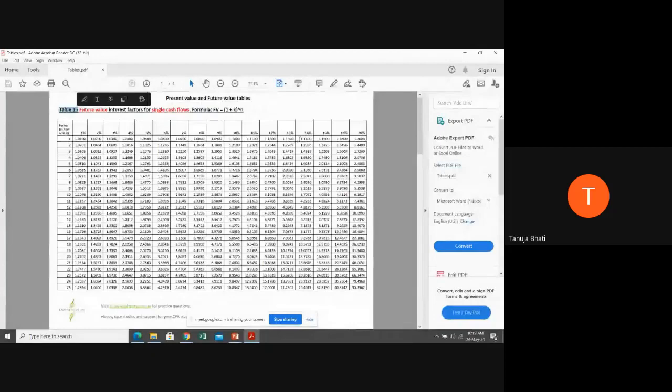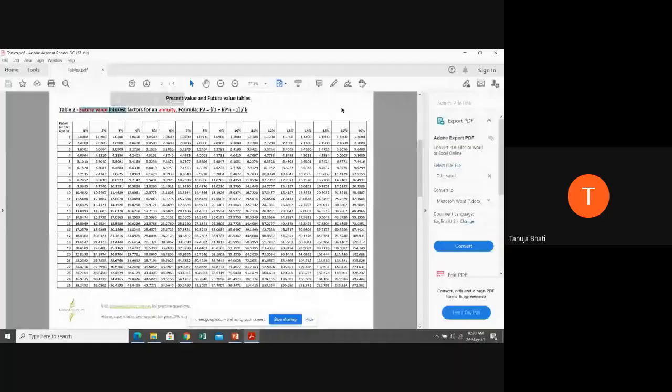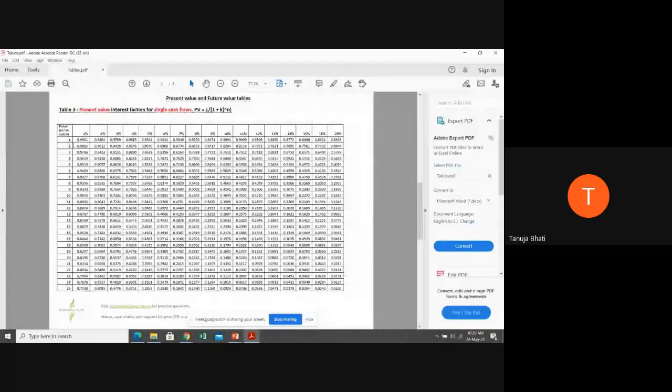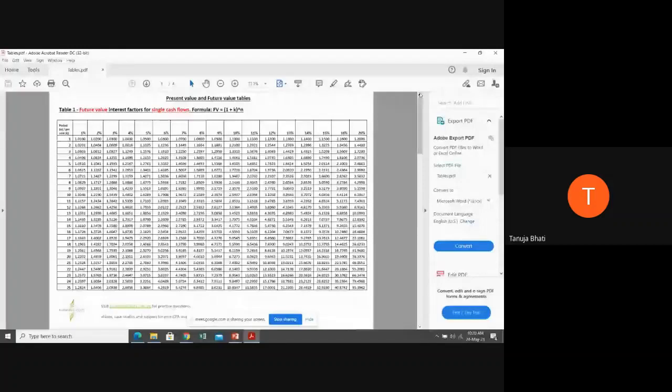Now we know annuity is not a single cash flow. In annuity, there is a series of equal payments. So whenever you want to find out the future value of an annuity, you are going to opt for table number 2. Table number 3 is for the present value of single cash flow, and table number 4 is for the present value of an annuity. So remember students, there are 4 tables, table number 1, 2, 3, 4. Table number 1 and table number 2 are for calculating the future value. Table number 3 and table number 4 are to calculate your present value.